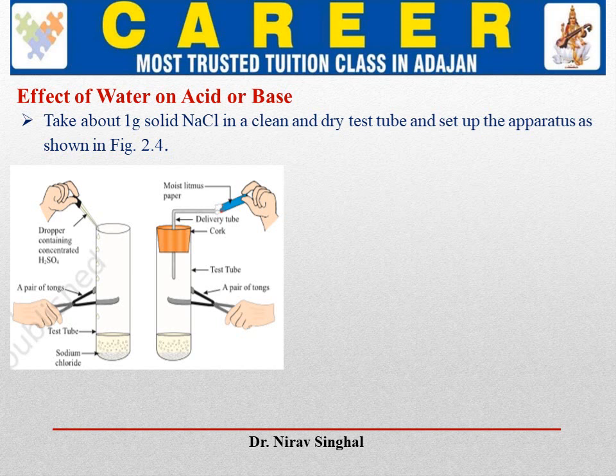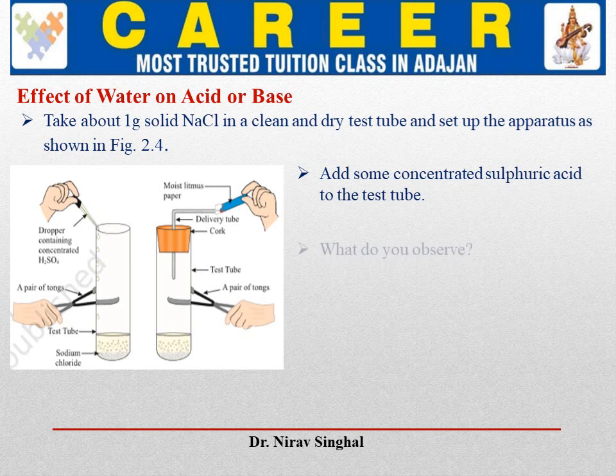One end of the delivery tube is inside the test tube and the other end of the delivery tube is kept near the litmus paper. This litmus paper is moist in nature, moist meaning wet, which means water is already present in it. Now, add some concentrated sulfuric acid to the test tube containing NaCl.